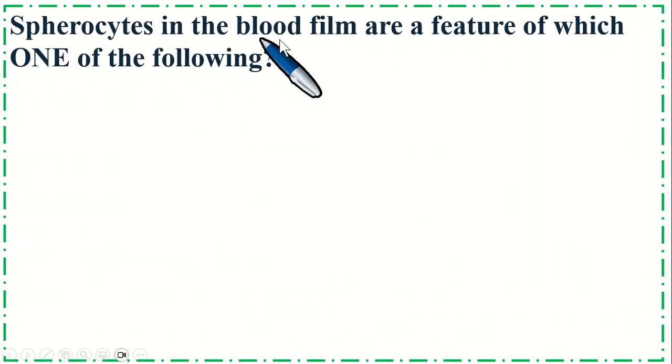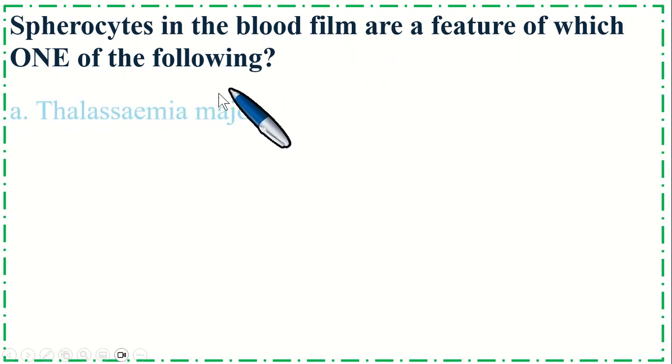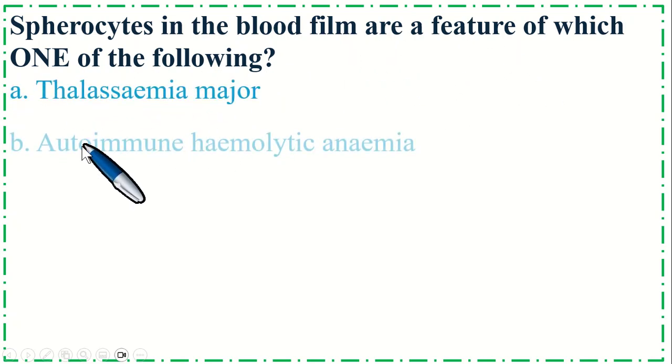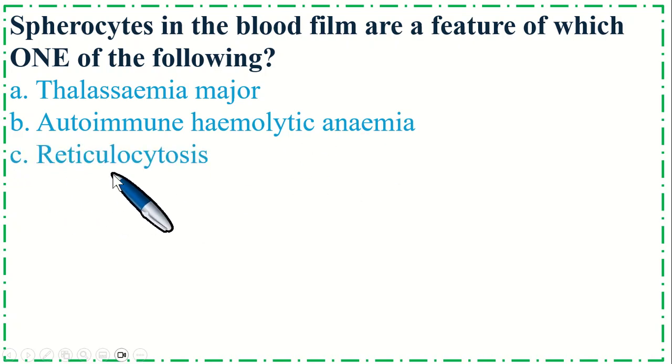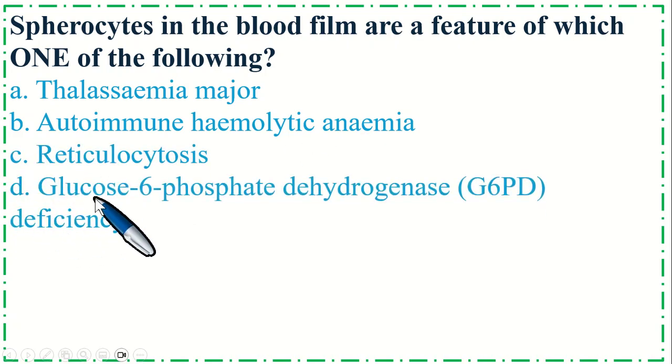Spherocytes in the blood film are a feature of which one of the following? Option A. Thalassemia major. B. Autoimmune hemolytic anemia. C. Reticulocytosis. And option D.